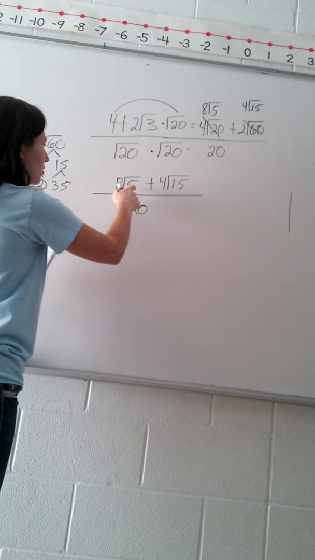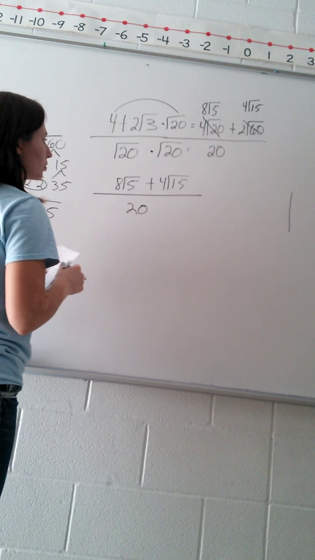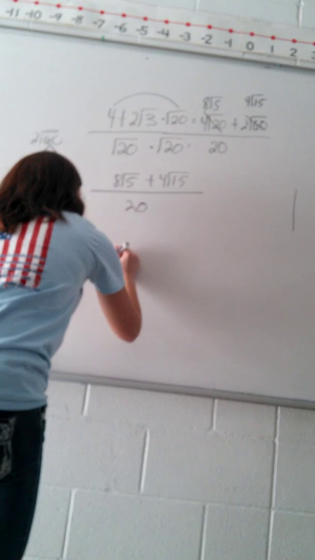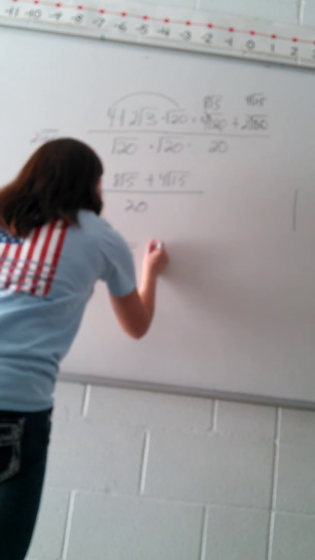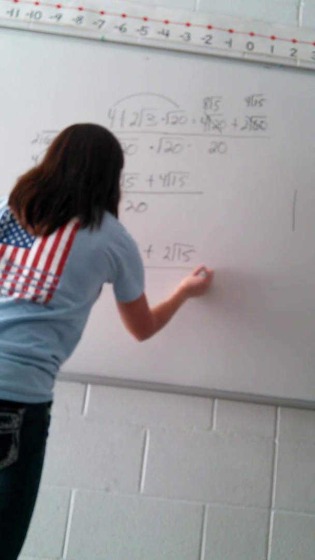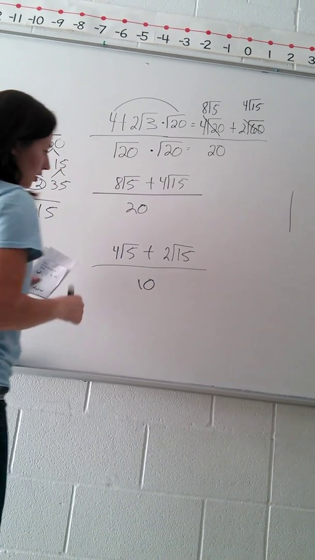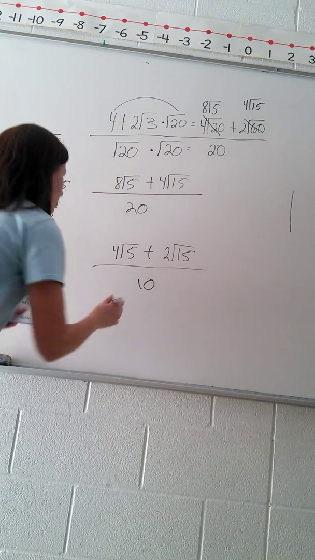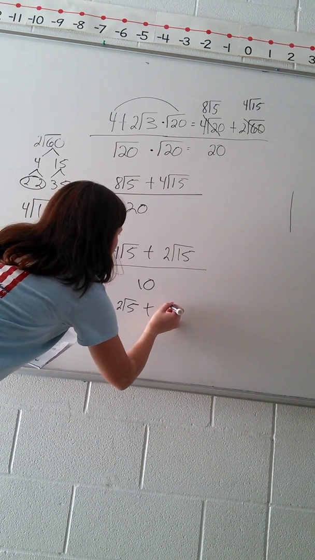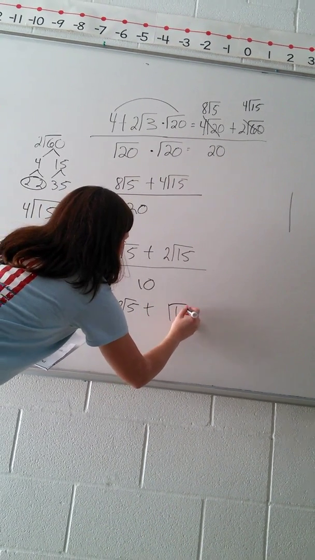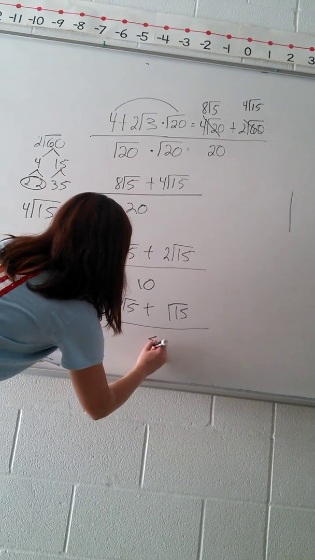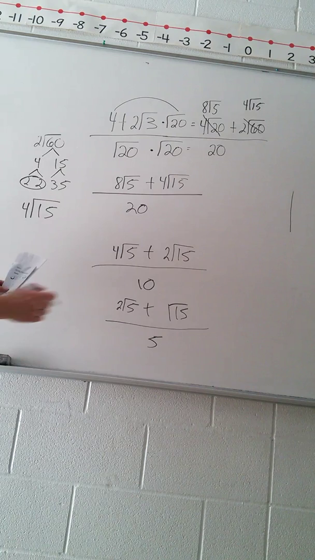Now when you're simplifying, you don't do any of the numbers that are in the radicals. So you can divide all of these by 2. So we get 4 radical 5 plus 2 radical 15 over 10. This can be simplified again. So we'll do 2 radical 5 plus radical 15 over 5. And this will be your answer.